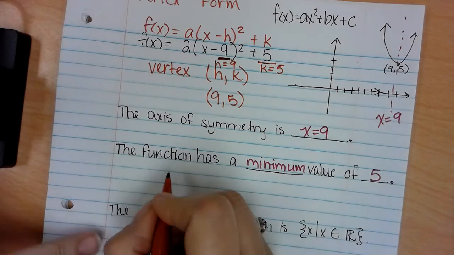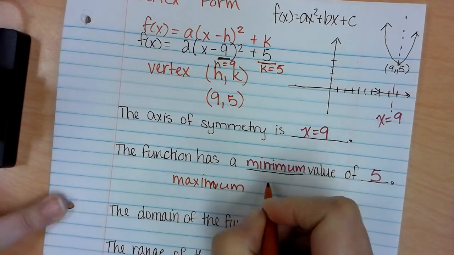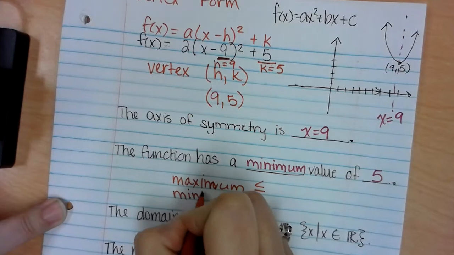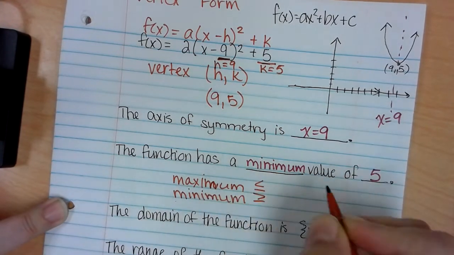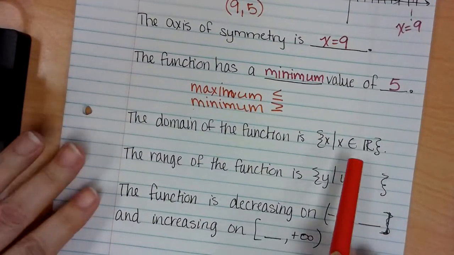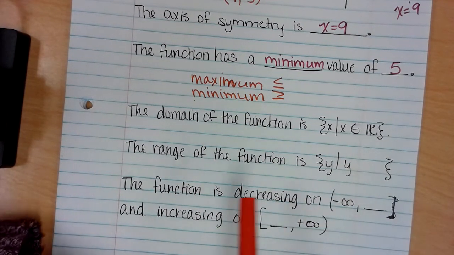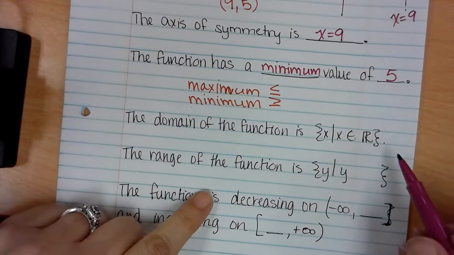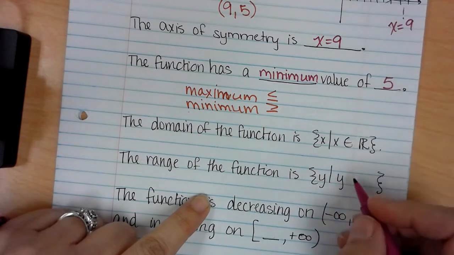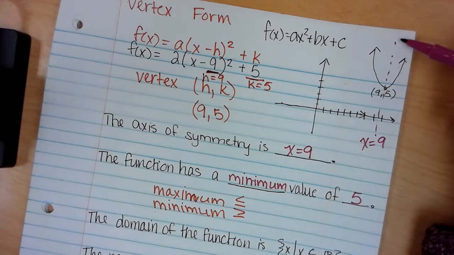It's important to note that the maximum, if there is a maximum, is going to give you a less than or equal to sign in your range, and the minimum is going to give you a greater than or equal to sign in your range. The domain is always going to be all real numbers, because all quadratics have all real numbers for x. The range is going to be related to the minimum. So if the minimum is at 5, then y is greater than or equal to 5, because all the y's are going to start at that 5 and go up.